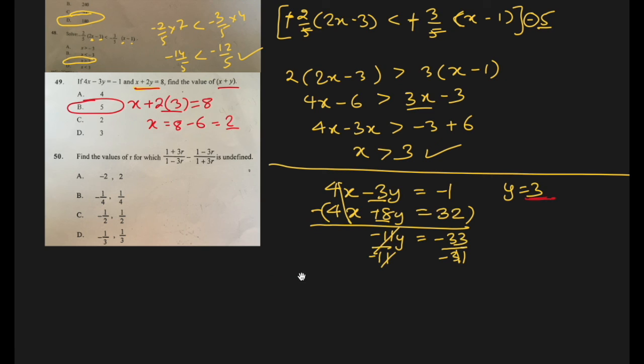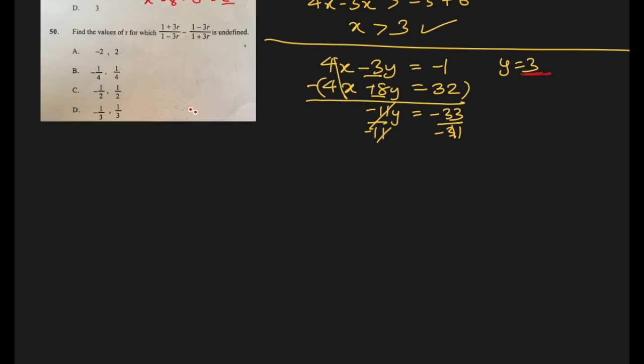Number 50, the last one. Find the values of r for which this is undefined. Okay, for being undefined, the denominator of the rational part should be equal to 0. 1 minus 3r equal to 0, or 1 plus 3r equal to 0. We want them to be undefined. For that, if they are 0, it will be undefined. Why? Because any number, say 7 divided by 0, put this in a calculator, you'll get math error. That means it is undefined.